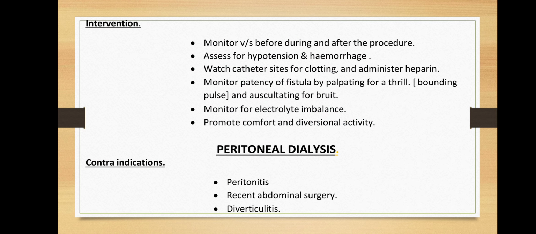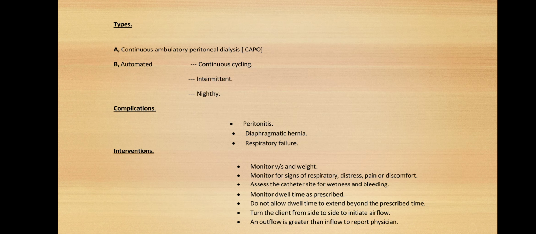Peritoneal dialysis. Contraindications: peritonitis, recent abdominal surgery, diverticulitis. Types: continuous ambulatory peritoneal dialysis and automated: continuous cycling, intermittent cycling and nightly cycling. Continuous will be happening for 24 hours. Nightly will be only in the night time. Intermittent: every 8 hours the dialysis will be done.